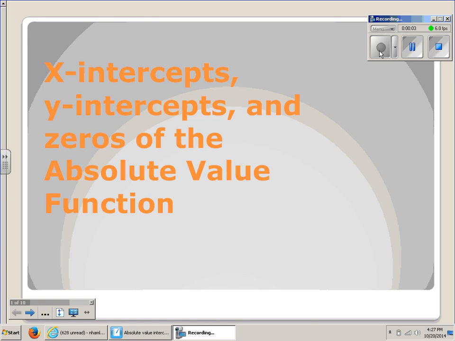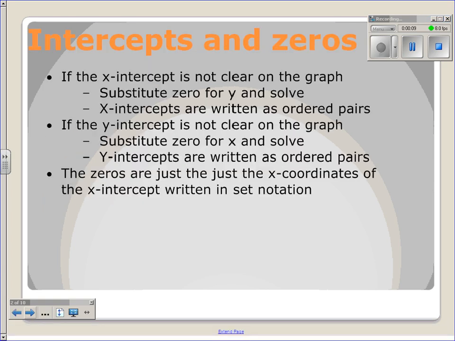Today's lesson is on x-intercepts, y-intercepts, and zeros of the absolute value function. If the x-intercept is not clear on the graph, we need to substitute 0 for y and solve. X-intercepts are written as ordered pairs. If the y-intercept is not clear on the graph, substitute 0 for x and solve. Y-intercepts are written as ordered pairs. The zeros are just the x-coordinates of the x-intercepts written in set notation.